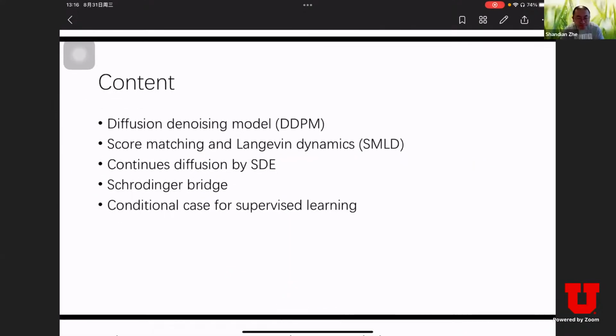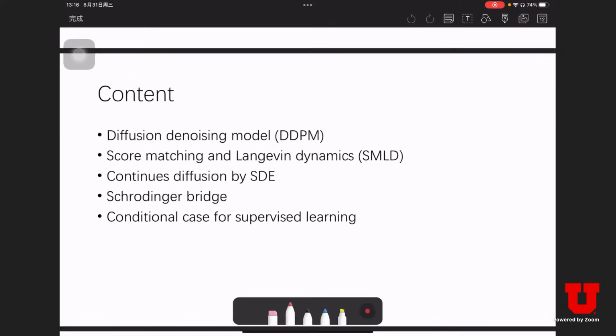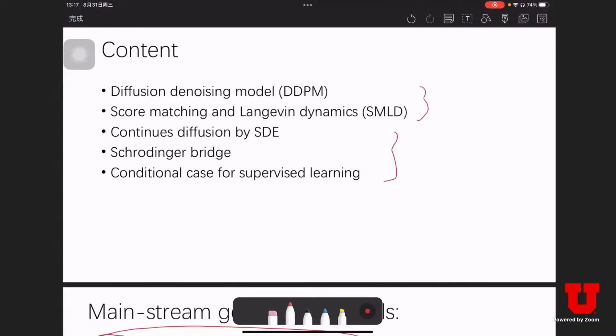Yeah. So in the morning section, we finished two parts: a brief introduction to DDPM, the denoising diffusion probabilistic model, and another perspective, another derivation starting from score matching and Langevin dynamics. We'll cover these three parts in this section. So let's begin.